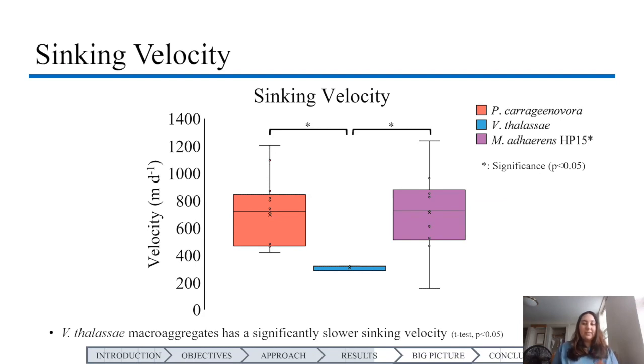So this graph here shows the sinking velocity of the 3 bacteria in meters per day, and the legend stays the same as previous. Vibrio thalassii macroaggregates had a significantly slower sinking velocity than Pseudothermomonas or Marinobacter, around 300 meters per day compared to 700 meters per day. And it is also shown with the significance indicators here. So this connects to the idea of abundance and size influencing sinking velocity. Since Vibrio thalassii formed more aggregates from the same initial concentration of particles, the resulting smaller diameter and therefore slower sinking velocity logically follows.